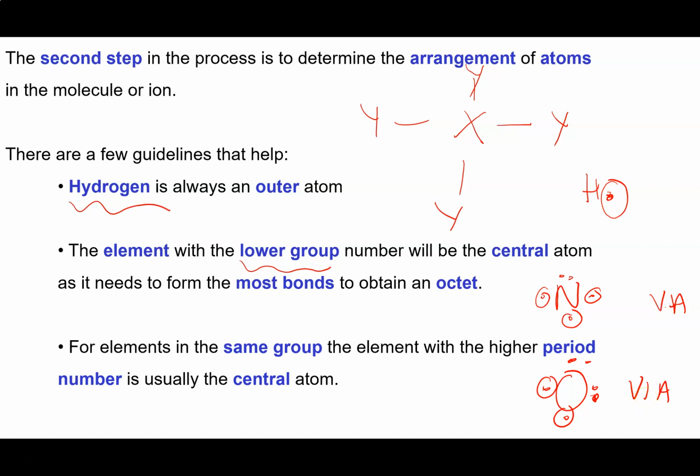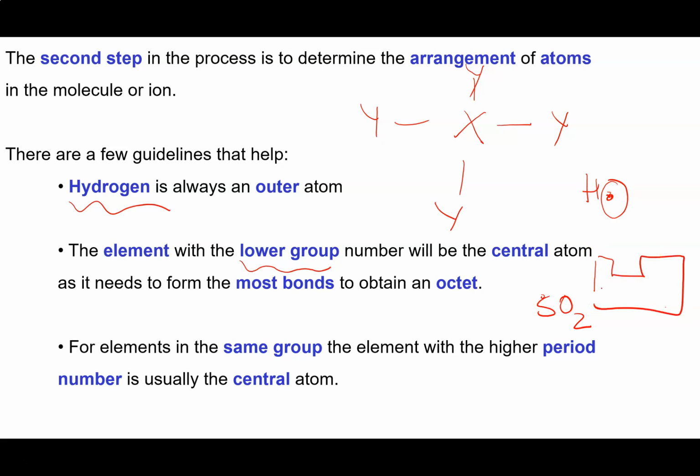Now occasionally you'll get a molecule where both atoms are in the same group. If that's the case, we're going to put the one that is lower down in that group in the middle. So there are a bunch of compounds that have sulfur and oxygen in them. So let's say sulfur dioxide. And if we look at the periodic table, both of these guys are in group 6, but sulfur is below oxygen. So we know that sulfur is going to go in the middle and the oxygens are on the outside. So it's a pretty simple kind of procedure, okay?